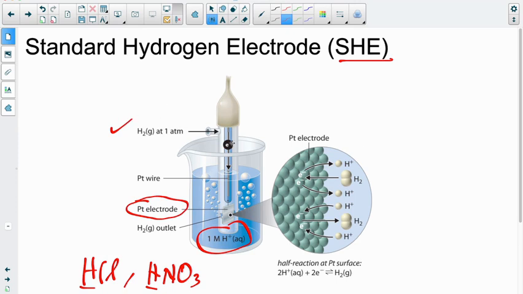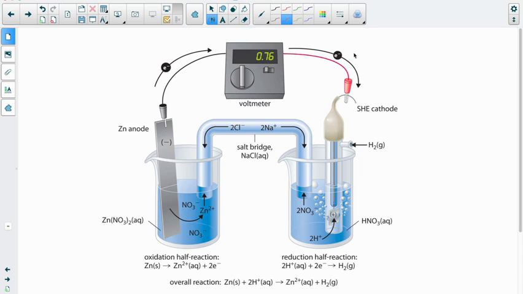Well, it's hydrogen gas, there is a strong monoprotic acid as an electrolyte, and you have a platinum electrode. How do we use this to determine the value of the electrode potentials? Well, we connect it in a voltaic cell to the metal of interest. In this case, I'm trying to find the electrode potential across zinc.